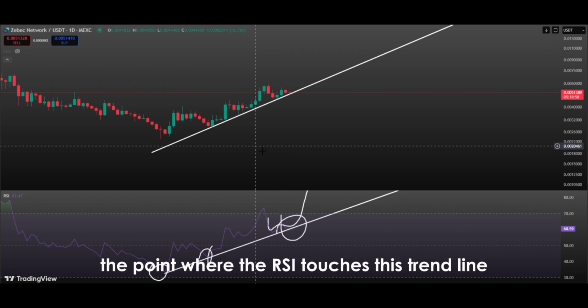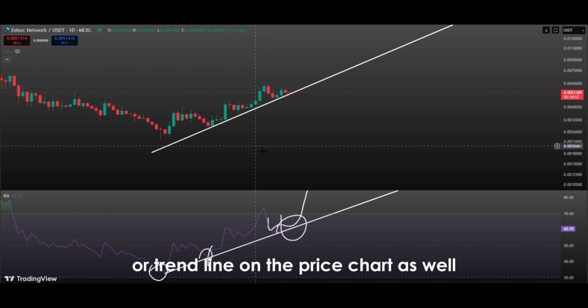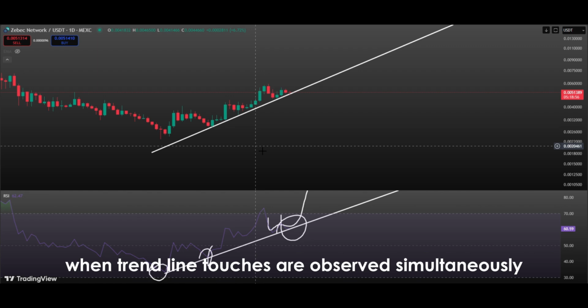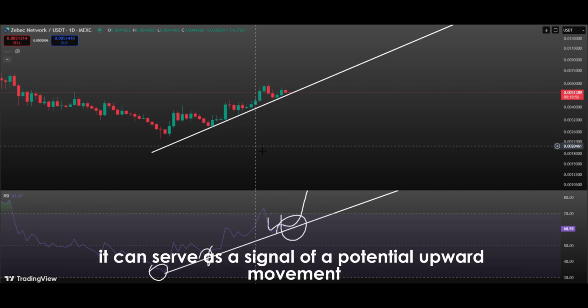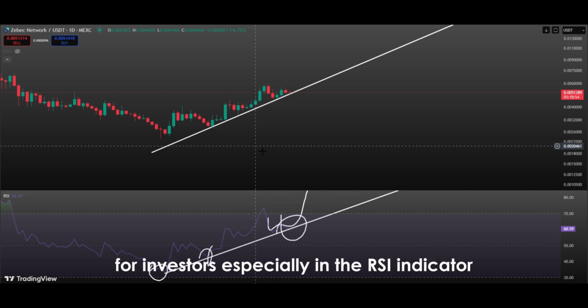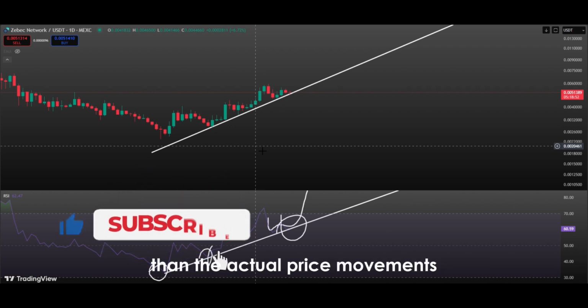The point where the RSI touches this trend line often corresponds to a significant support level or trend line on the price chart as well. Therefore, when trend line touches are observed simultaneously on both the price and the RSI charts, it can serve as a signal of a potential upward movement for investors. Especially in the RSI indicator, upward trend lines can provide earlier signals than the actual price movements.